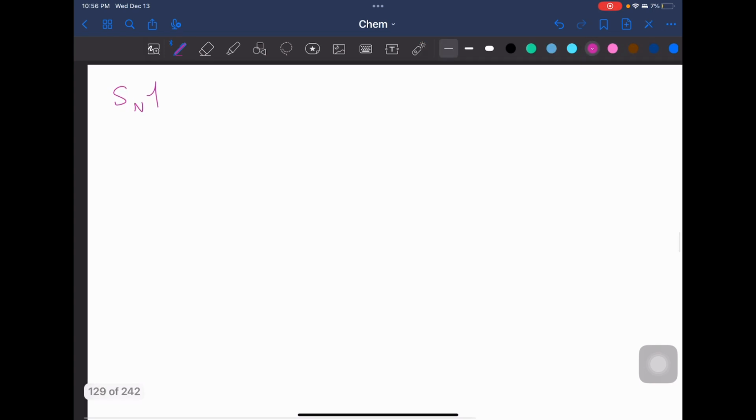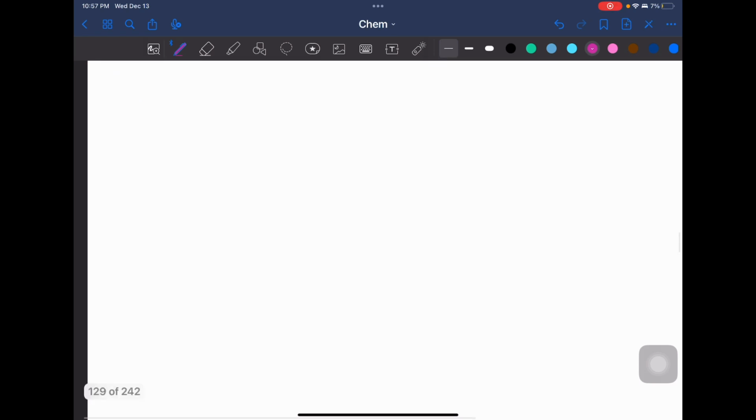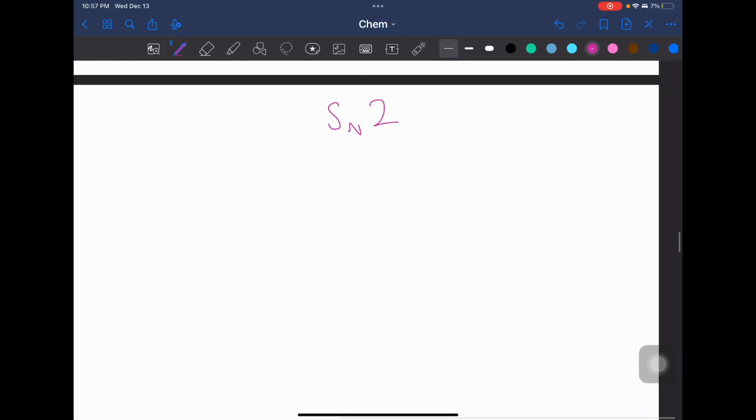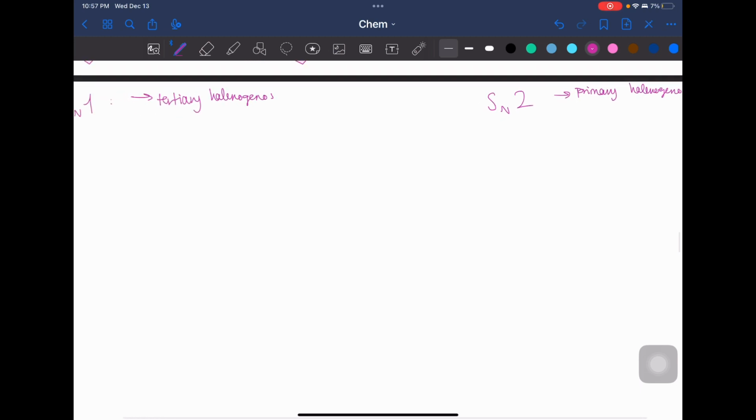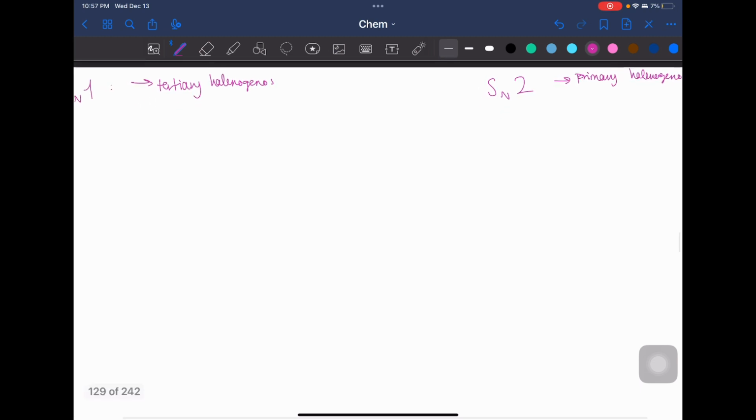Okay, SN1. So some basics you should know about SN1 is that it only works for tertiary alcohols. No, tertiary halogenoalkanes. Where's SN2? Oh, here it is. SN2 is only going to work for primary halogenoalkanes. Okay, tertiary and primary. That is basically what you need to know.